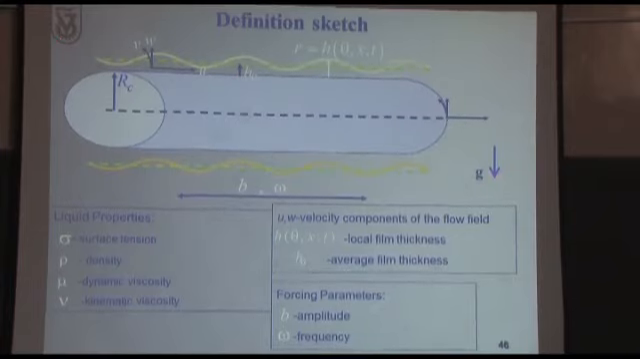G is acting here. Now the forcing, as I said, is the single frequency case. So B is the amplitude, omega is the frequency of the forcing, and the whole bunch of properties of the liquid in standard notation.